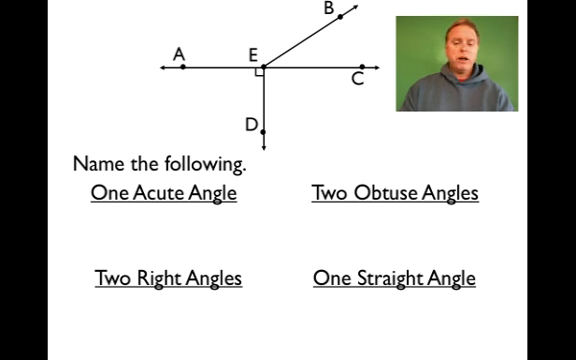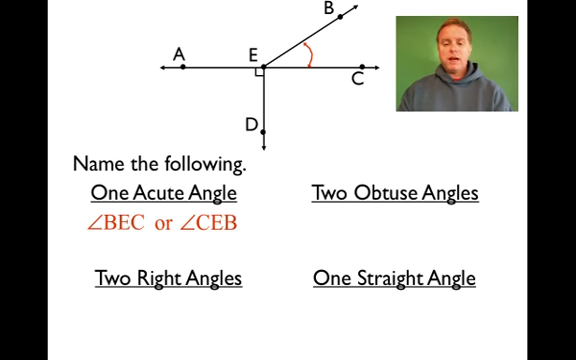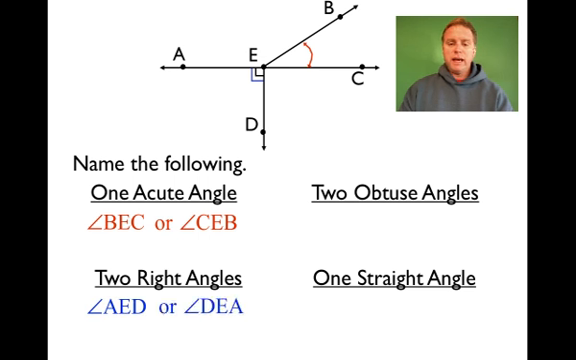Okay, so one acute angle. That could be right here, angle BEC or CEB. We then have our obtuse angles. Oh, sorry, I did right angles here. So that one should be pretty obvious. So that's angle AED or DEA. Now we need to name another one here, and that's going to be right here, because if AED is 90 degrees, then CED or DEC is also going to be 90 degrees.